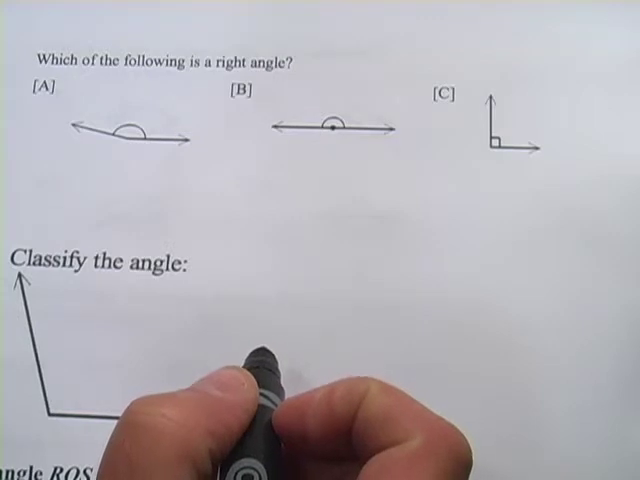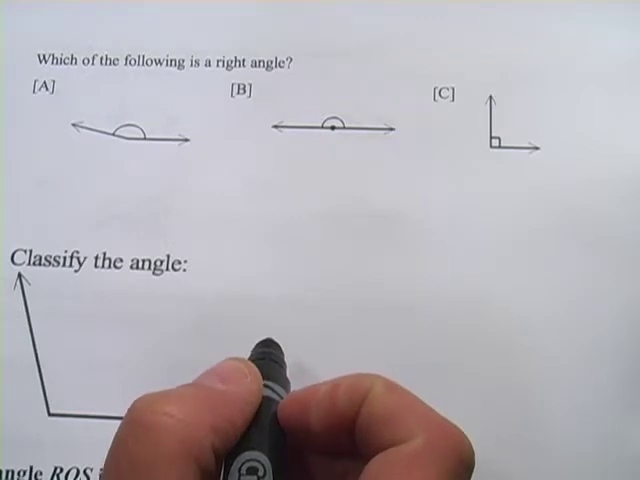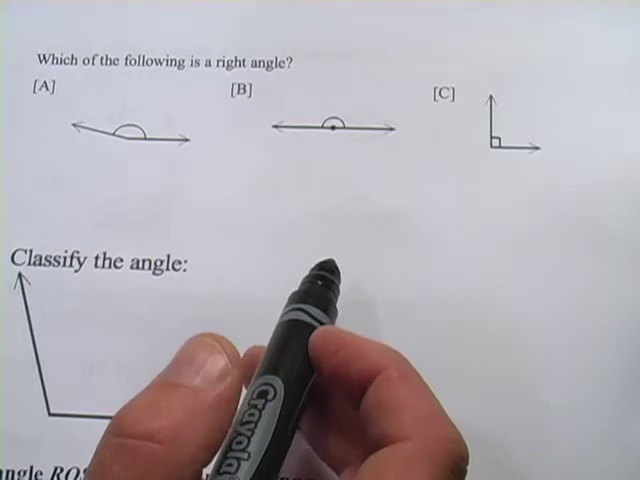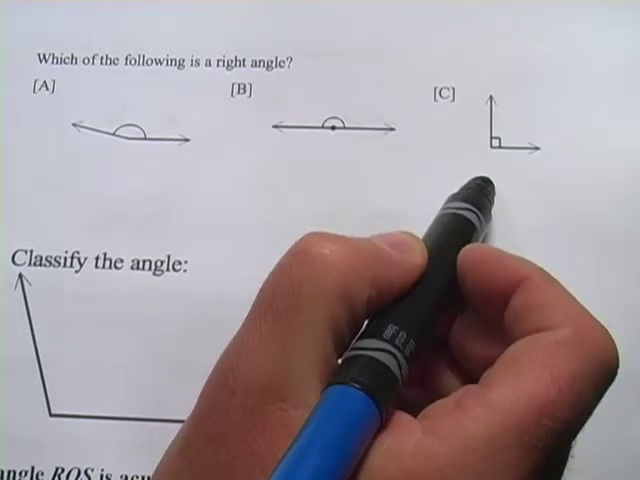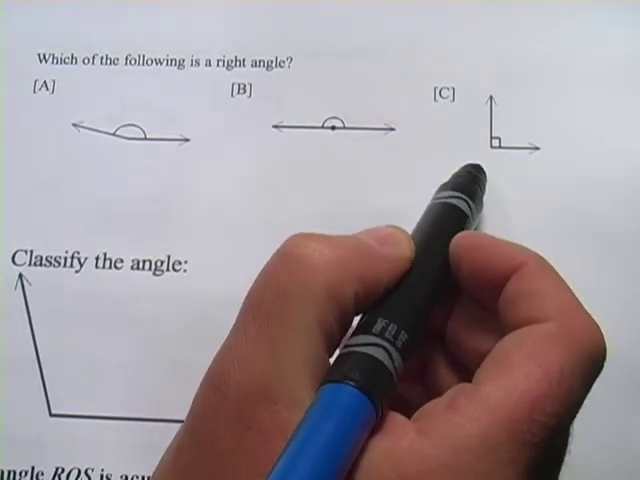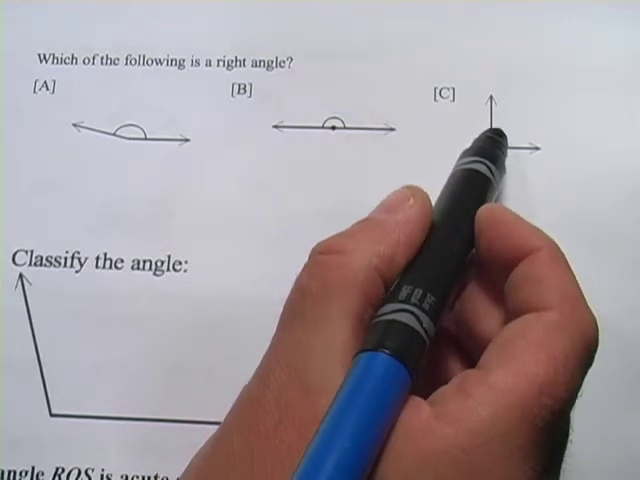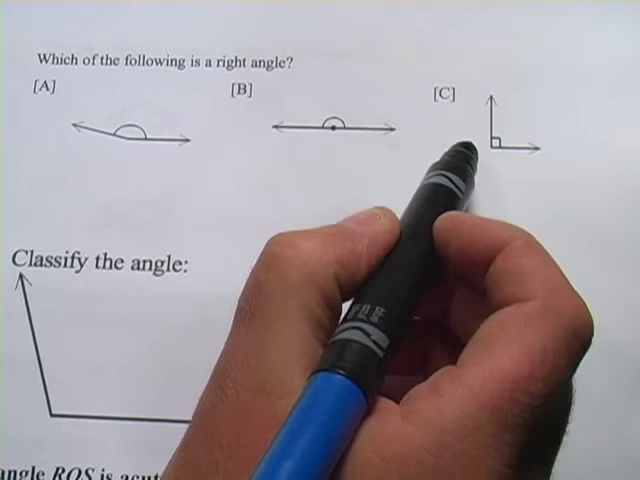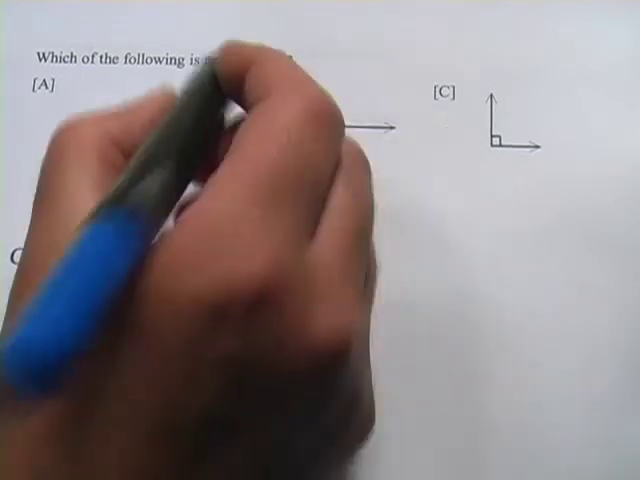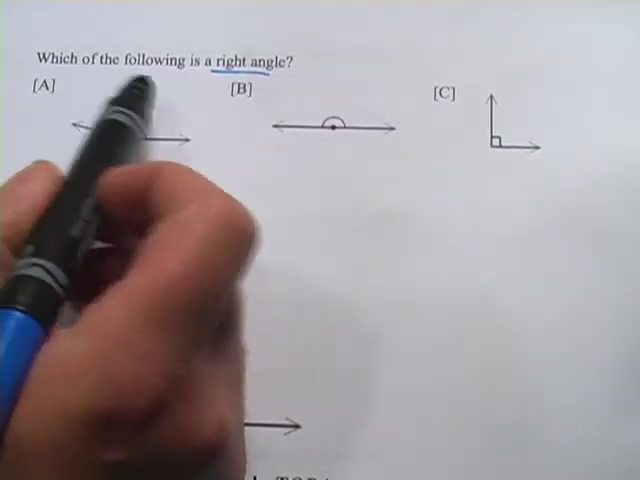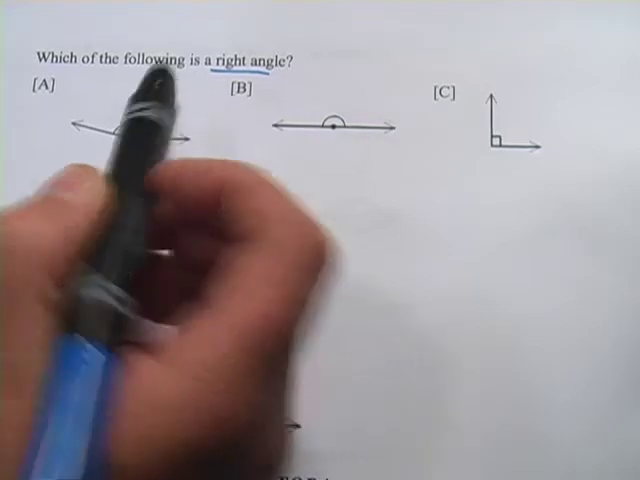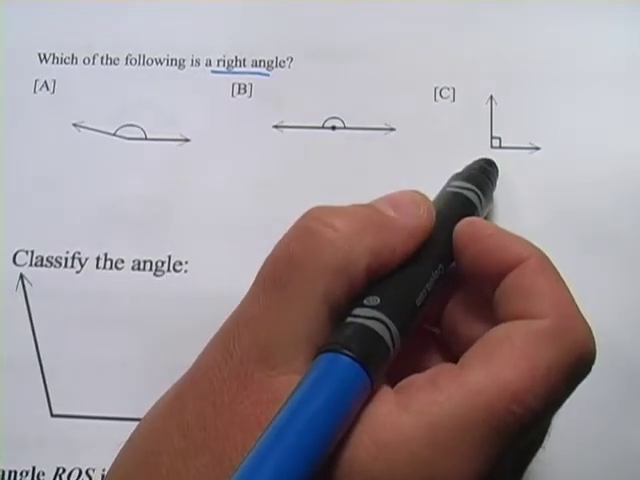In these problems, we're dealing with types of angles and what their names are. You might already be familiar with an angle that looks like this. This is a 90-degree angle, like you'd find at the corner of a square or a rectangle. And it's marked with this little square down in the corner so that you know it's 90 degrees. We call that a right angle. So the correct answer for this problem, which of the following is a right angle, would definitely be C.